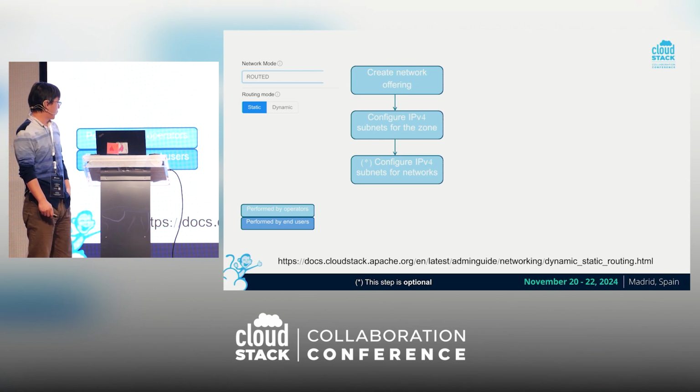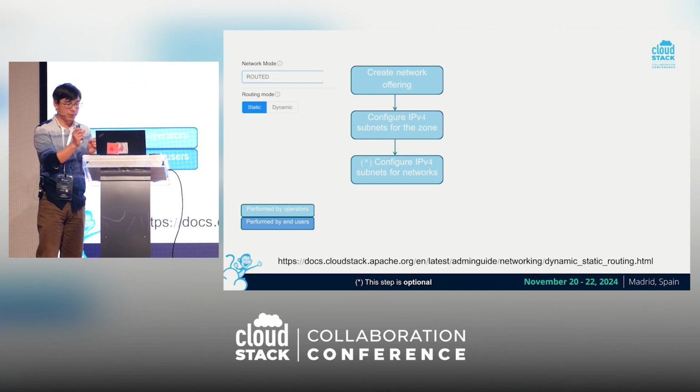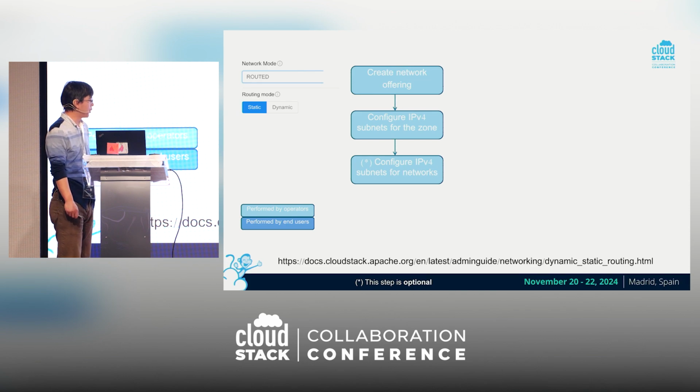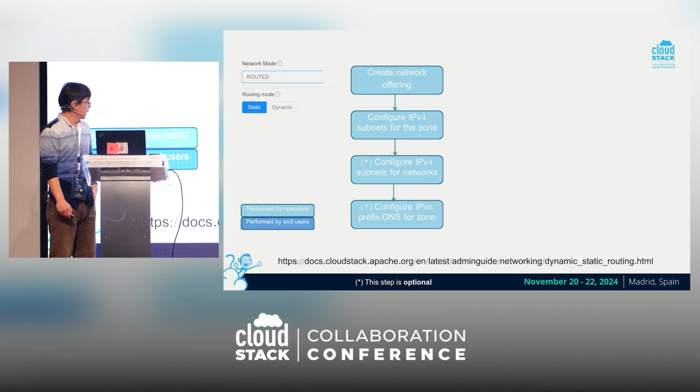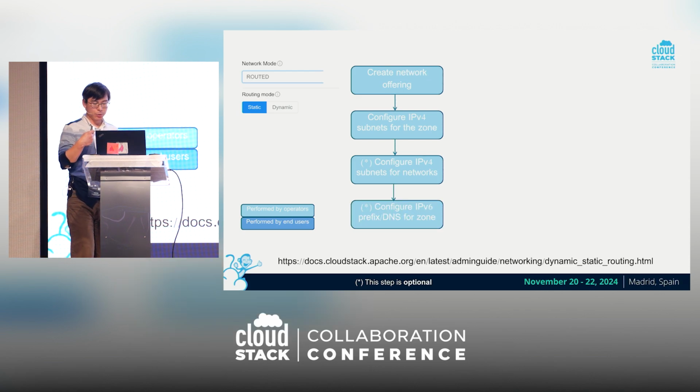Then the operator can create some small IPv4 subnets, which will be used for networks. This step is optional. If there is no IPv4 subnet available, CloudStack will automatically allocate an IPv4 subnet based on the CIDR size the user inputs. If we want to use IPv6, then we need to configure some guest prefix, DNS, and the public IPv4 and IPv6 in the zone setting.